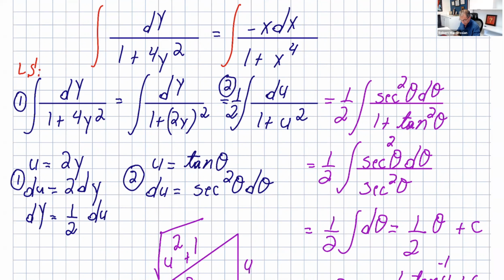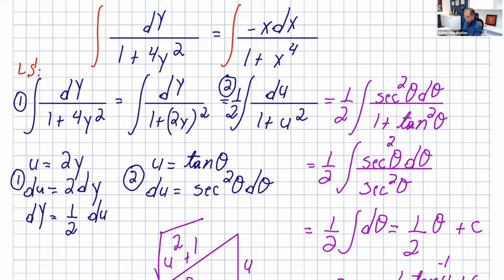U equals 2y, du equals 2 dy. So dy is 1/2 du. If you substitute, you get that. And this is a trigonometric substitution, although it's very common. This is tangent inverse, but let's refresh our memories of calculus too.